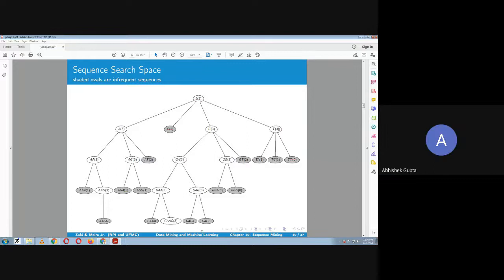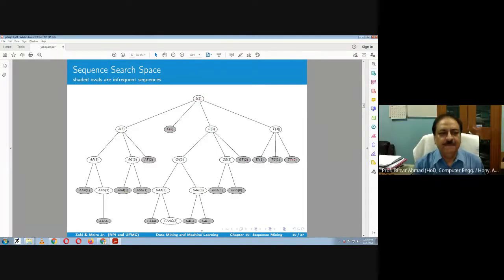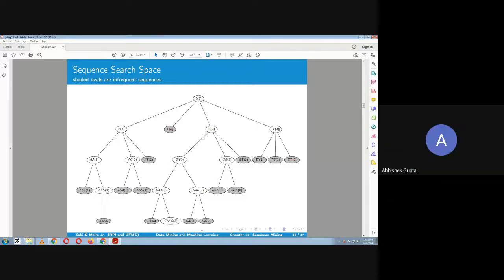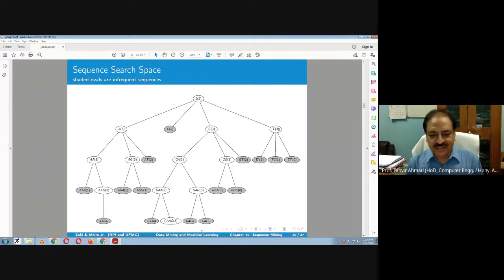Sir, I have one question. How will we keep track? Like in the third level, we are generating AG, but we didn't generate AAT. Yes, sir. See, actually this is a prefix tree, but actually you will be doing it on a database.